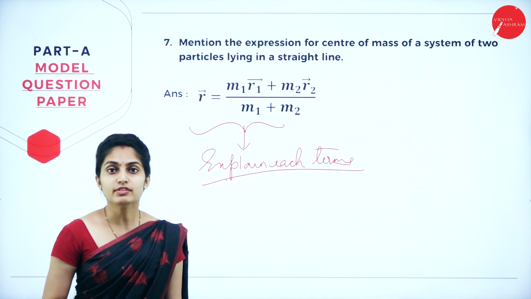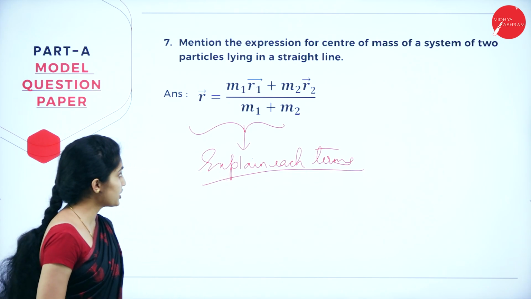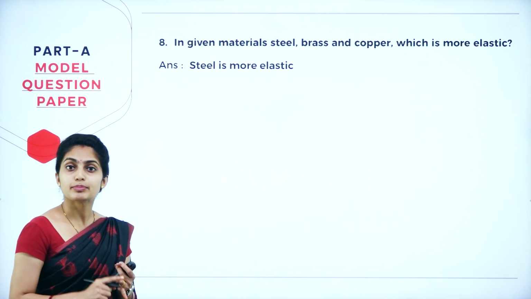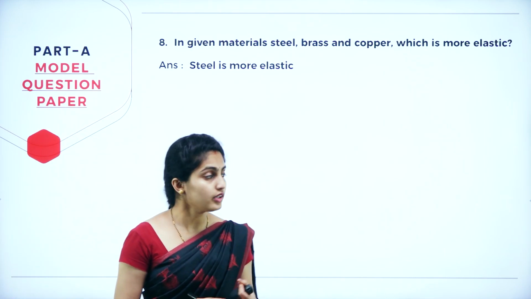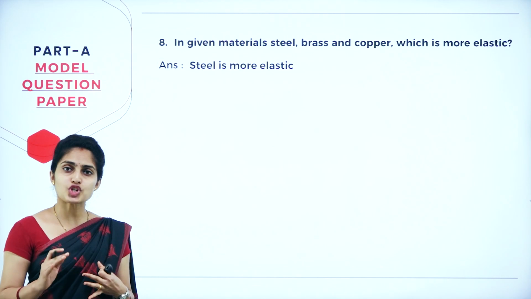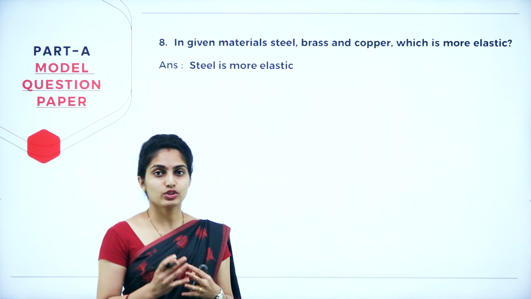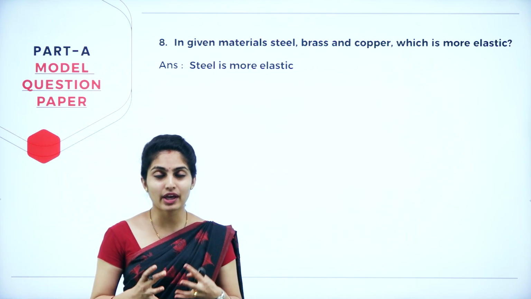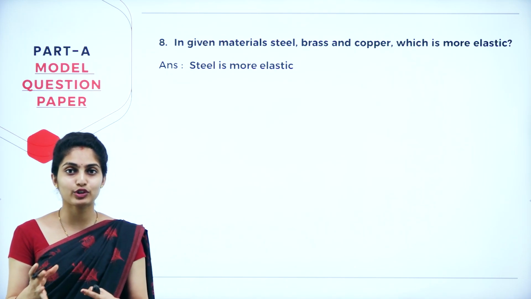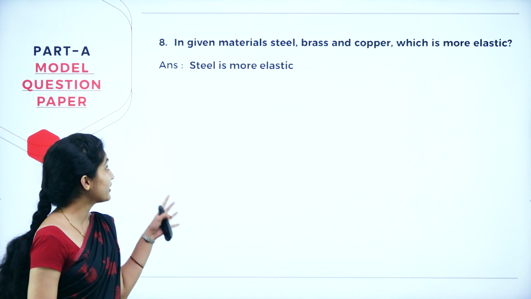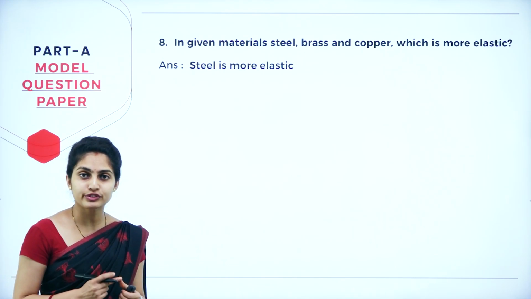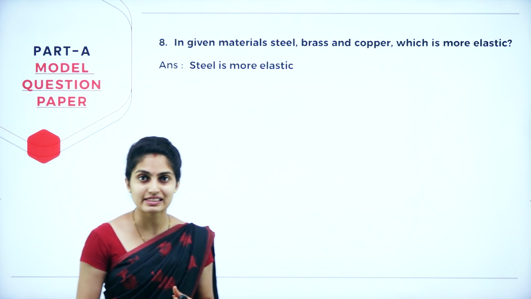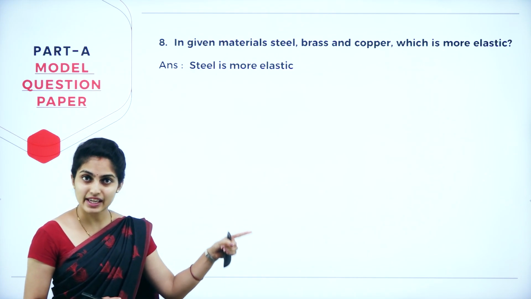Okay, so now let us move to 8th question. So it's like, in the given materials, steel, brass and copper, there are 3 materials, which is more elastic? So this comes under mechanical properties of solids, where we study the elasticity behavior of a solid. So under that we have got, out of steel, brass and copper, the steel is said to be more elastic, okay, than brass and copper.